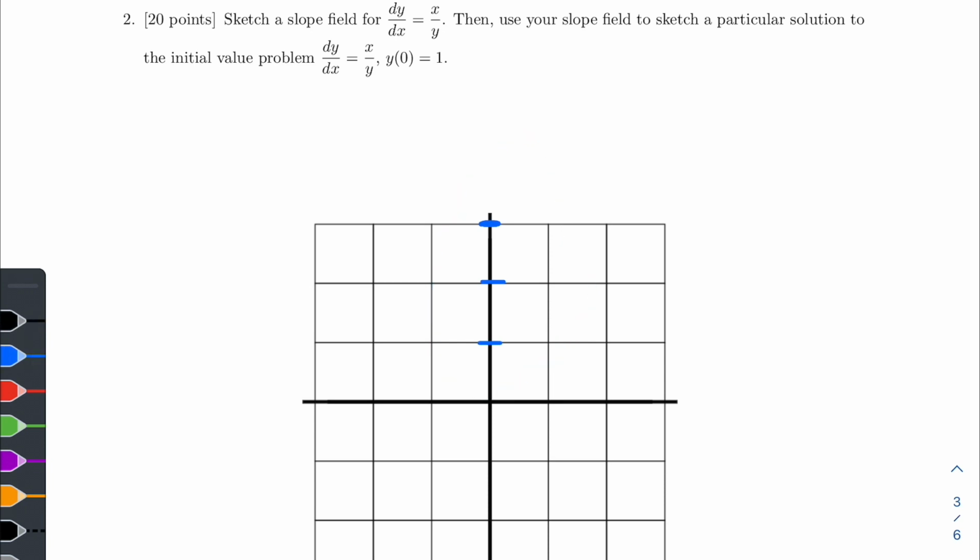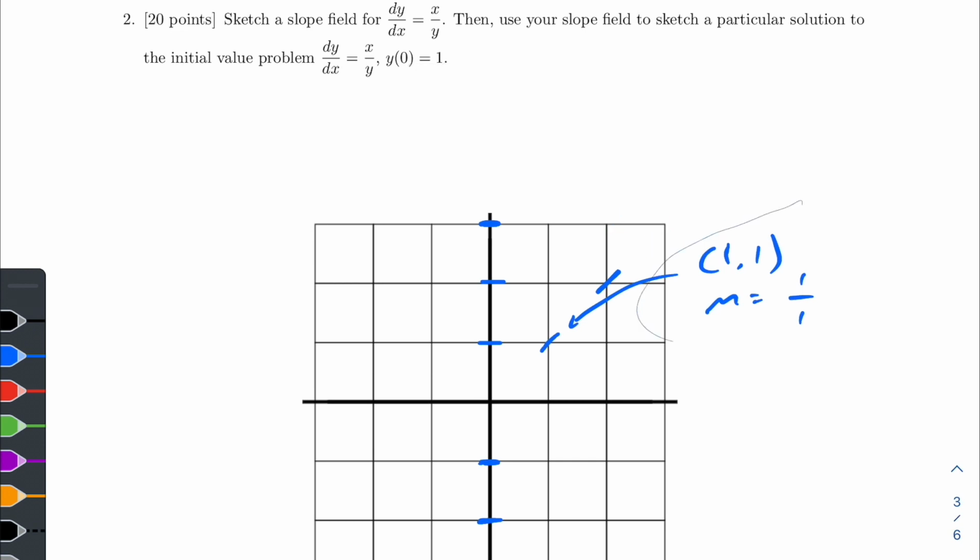So anywhere on the y-axis, the slope is going to be 0, except for at the origin, because at the origin you have 0 over 0, which would be undefined, so we won't put anything there. At 1, 1, the slope would just be 1 over 1, which is equal to 1. Over here, we're at 2, 2, so the slope would be 2 over 2, which is equal to 1.